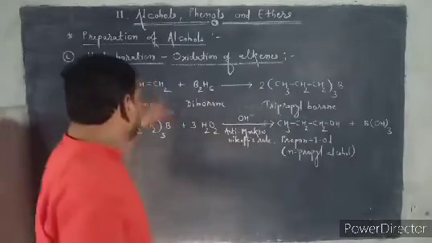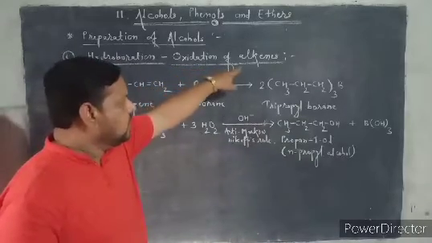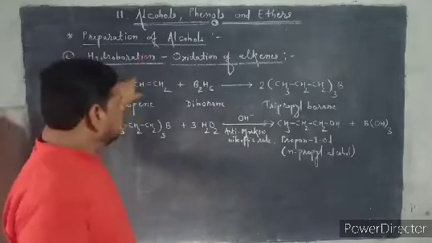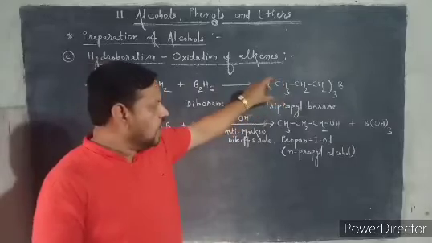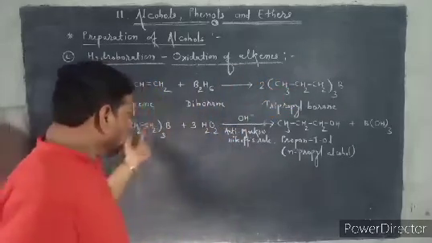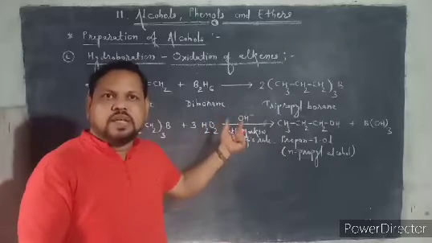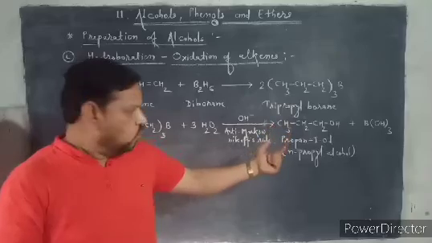Then next preparation, hydroboration-oxidation of alkenes. In this reaction, alkene reacts with diborane, then it gives the trialkyl borane, which on oxidation with hydrogen peroxide in presence of alkaline medium gives the alcohol.